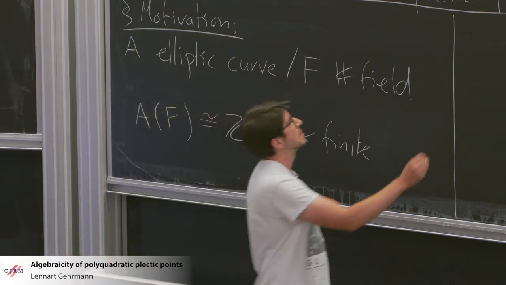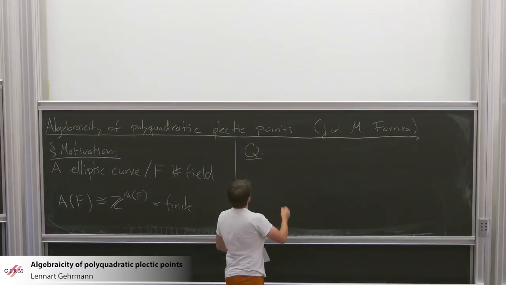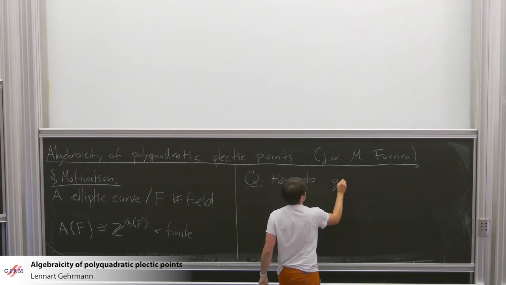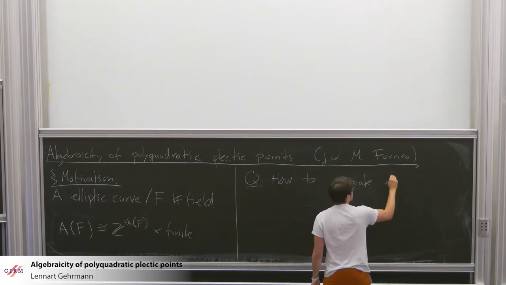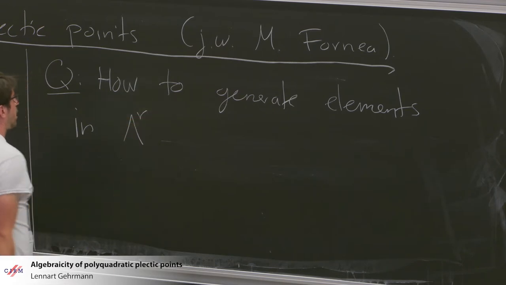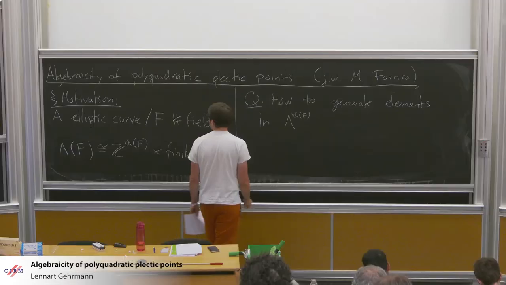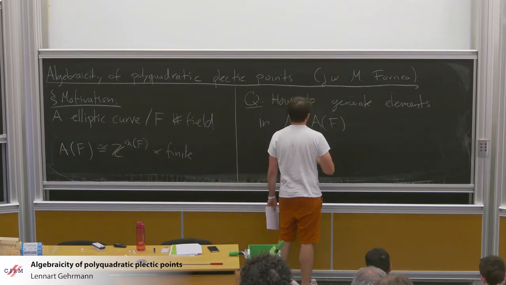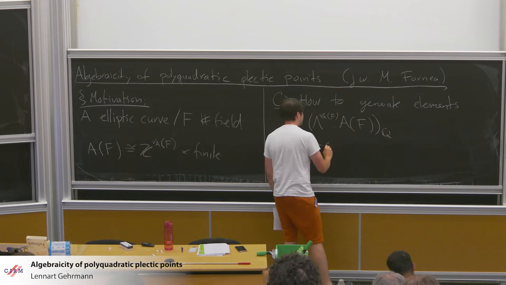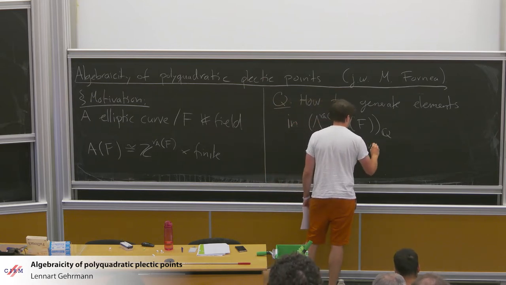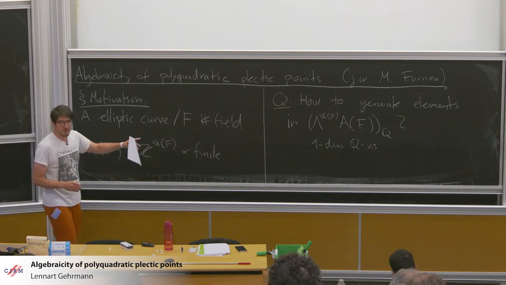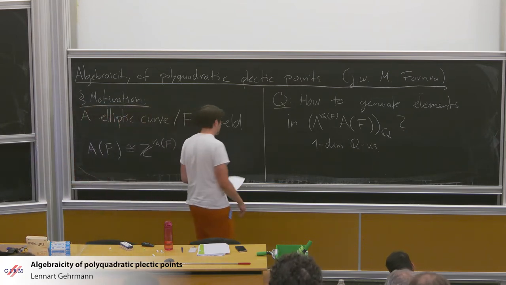And the main question is, how to generate elements in the exterior product of A over F, maybe tensored with Q. So this will be a one-dimensional Q vector space. Of course, an interesting question is how to generate a non-zero element in there. But first of all, how do we generate just any element in there? Maybe zero. So that's the leading question.